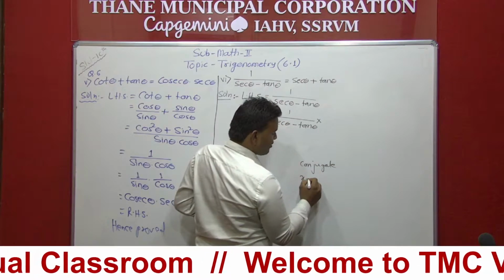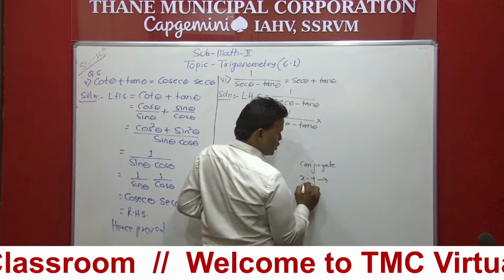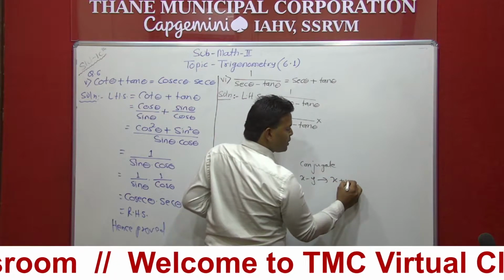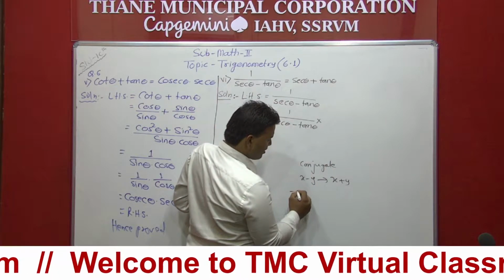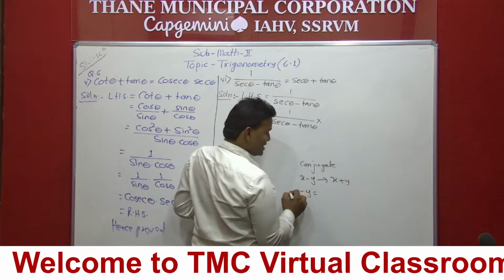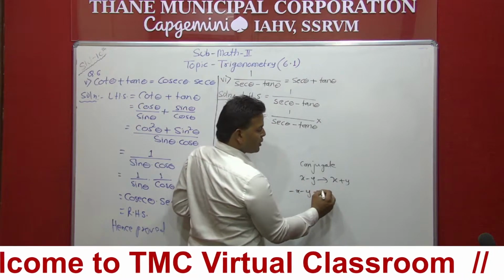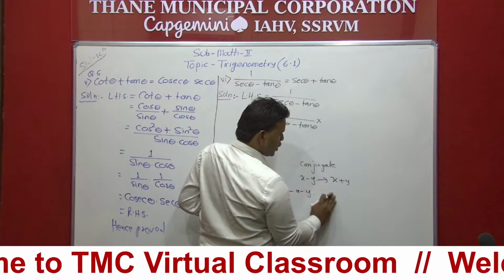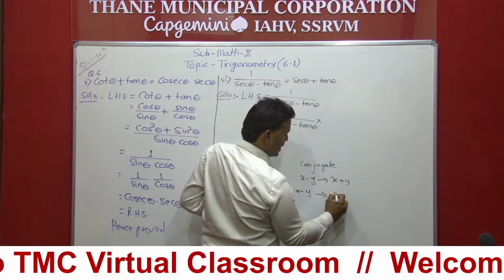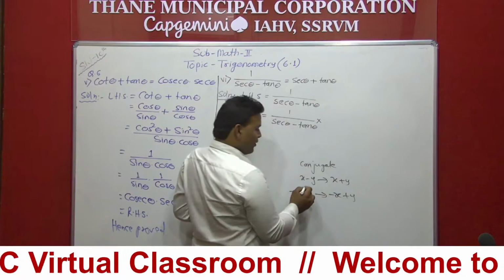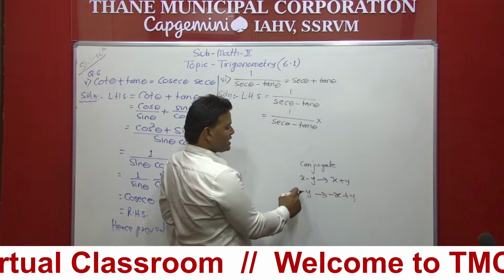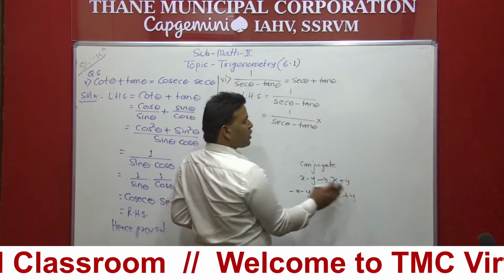Conjugate means what? If I have x minus y, the conjugate of x minus y is going to be x plus y. Or if I have minus x minus y, the conjugate of this one is minus x plus y. We have to only change the middle sign. Once we change the middle sign, we will get the conjugate.